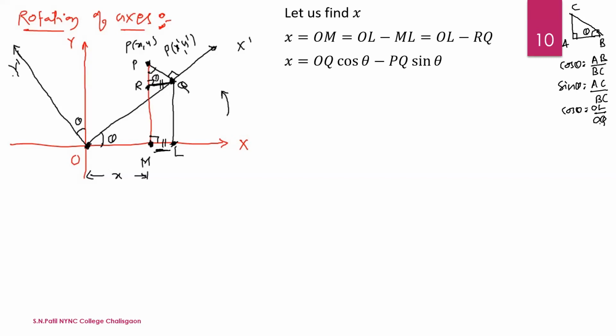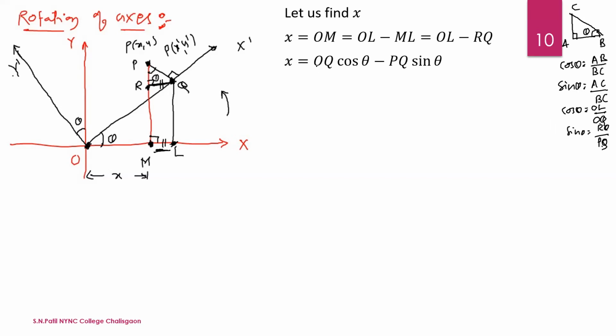Now for this RQ, it is the opposite side. Sin theta is equal to the opposite side RQ divided by the hypotenuse. Here the hypotenuse is PQ. That's why RQ is equal to PQ multiplied by sin theta.